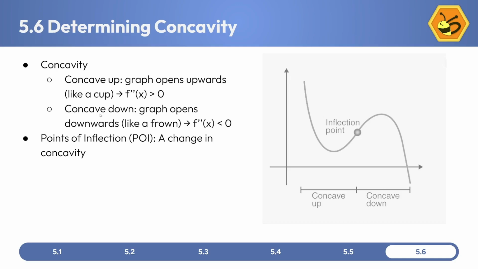Then concave down, which means the graph opens downwards, so like a frown. And yeah, typically this is how I remember concave down. It looks like a sad face. Yeah, so very down on its mood. Anyways, so if the second derivative is less than 0, then that's our concave down.